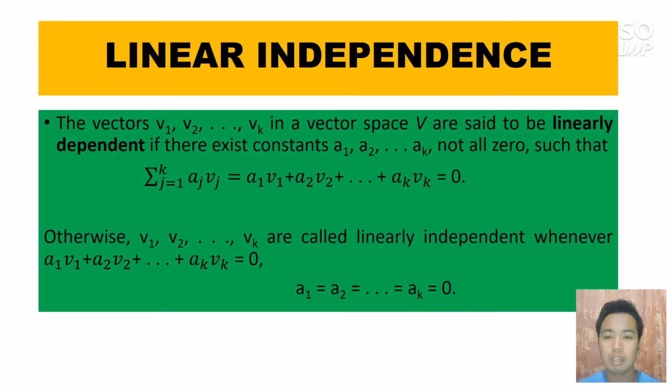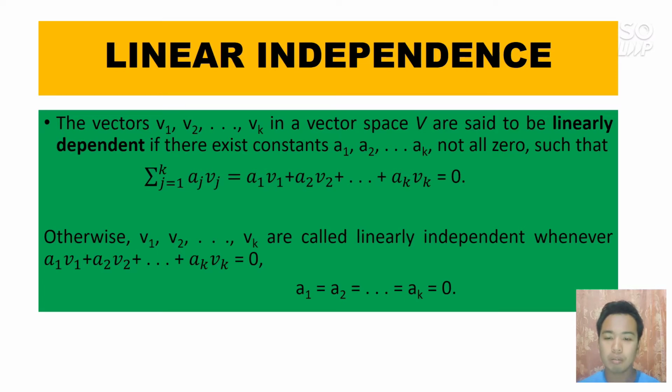So first, linear independence. The vectors v1, v2 until vk in a vector space V are said to be linearly dependent if there exist constants a sub 1, a sub 2 until a sub k, not all 0, such that the summation of a sub j, v sub j from j equals 1 until k is equal to the sum of a sub 1, v sub 1, a sub 2, v sub 2 until a sub k, v sub k is equal to 0.